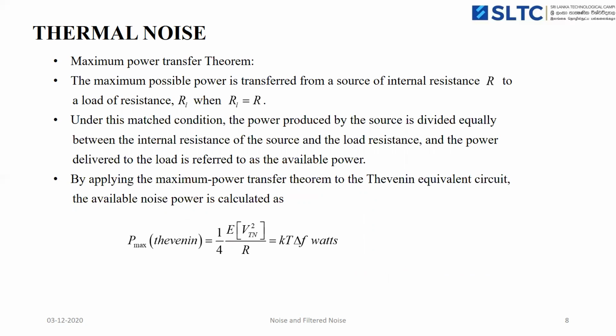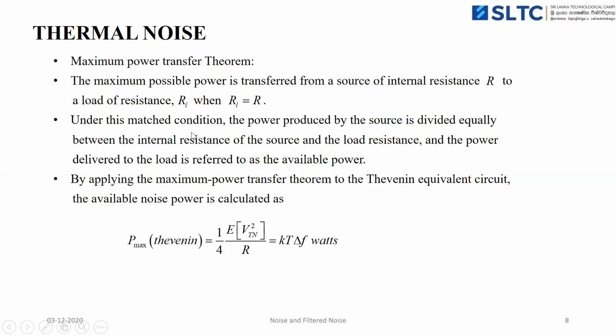From that we can measure the thermal noise. And from the resistor we can find the maximum power of the thermal noise by using the maximum power transfer theorem. As we know, the maximum power transfer theorem states that the maximum possible power is transferred from source resistance to the load resistance when the load resistance RL is equal to the source resistance R. If both resistances are equal, then the maximum power will be transferred across the circuit.